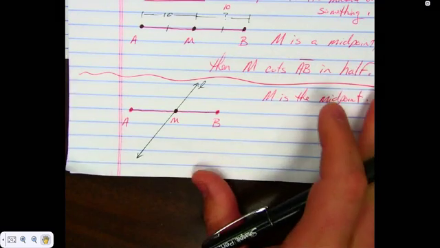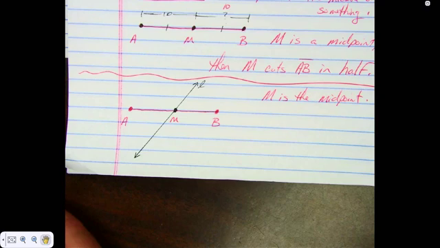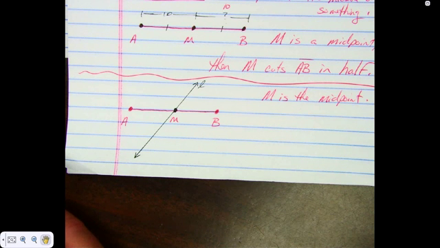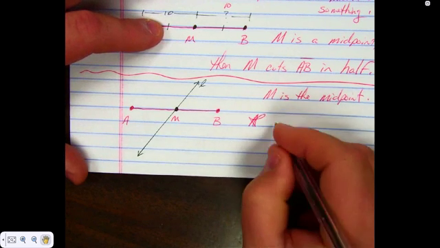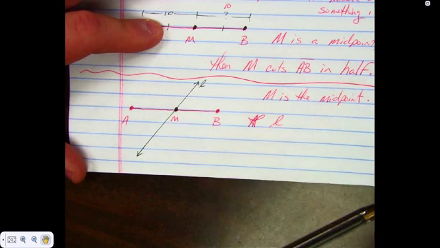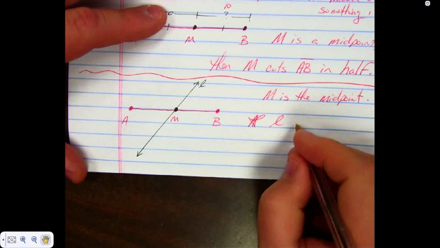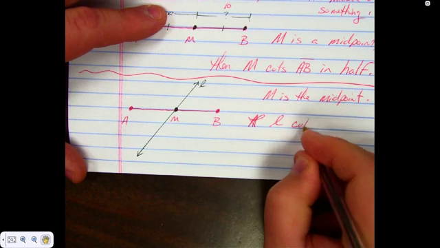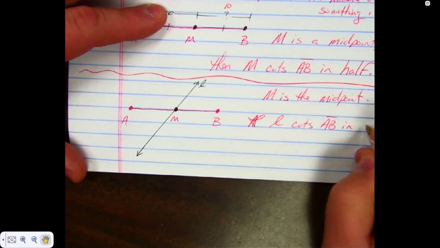Cursive lowercase letter l represents a line sometimes. Another important word here that you're going to deal with a lot. What does L do to AB? It splits it, or cuts AB in half.